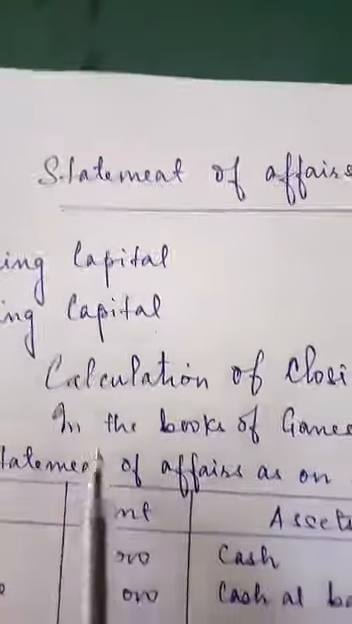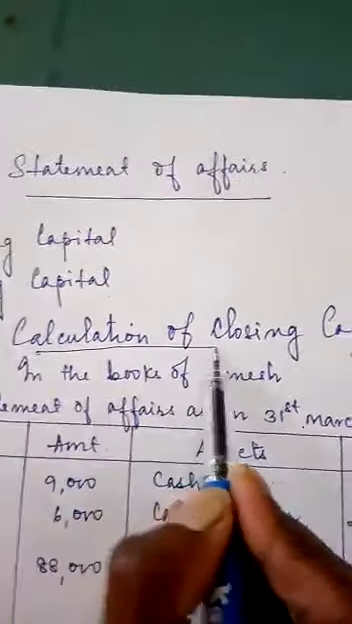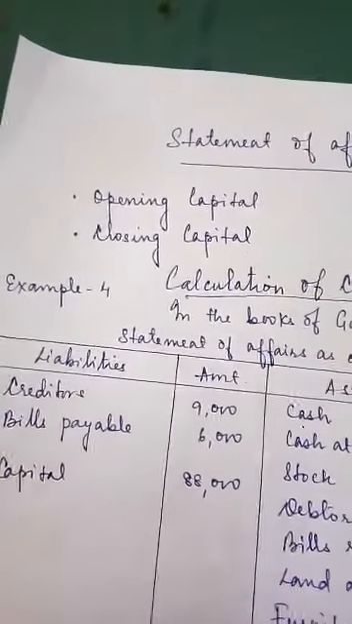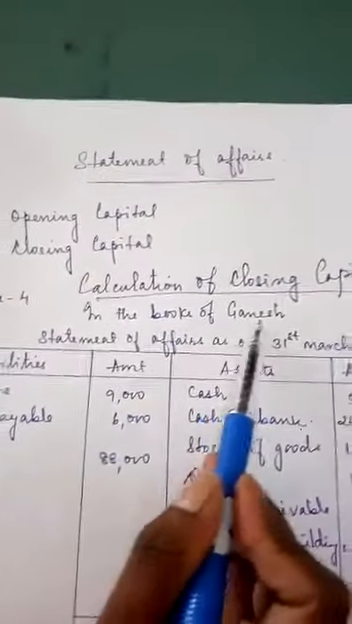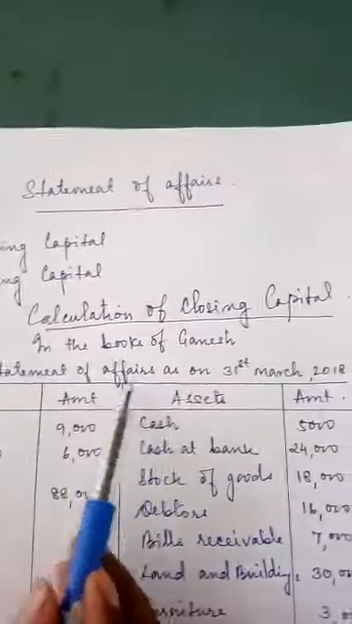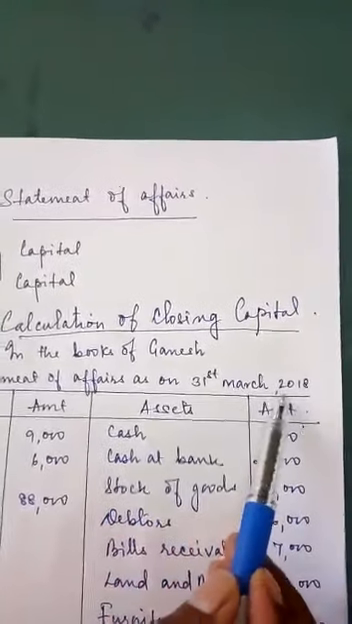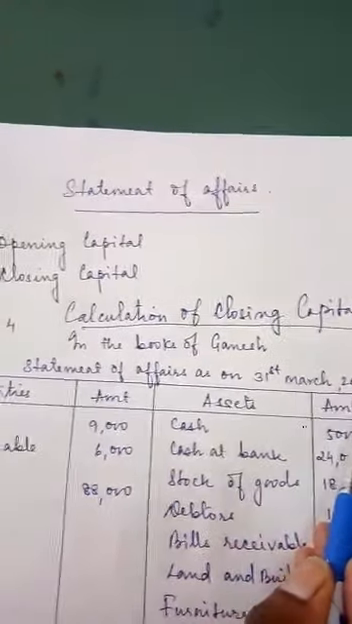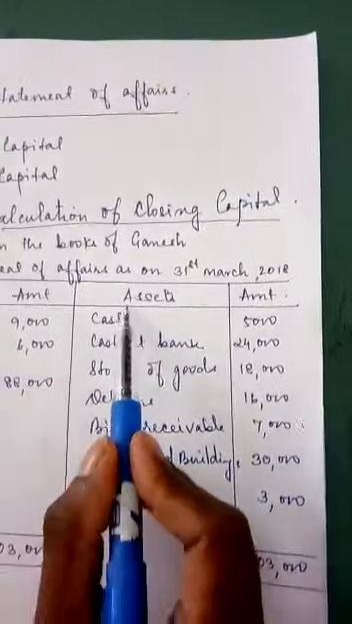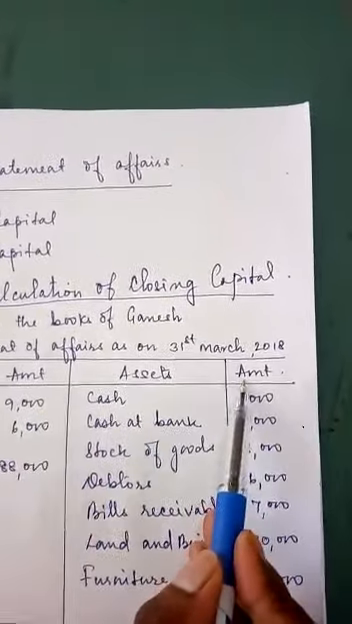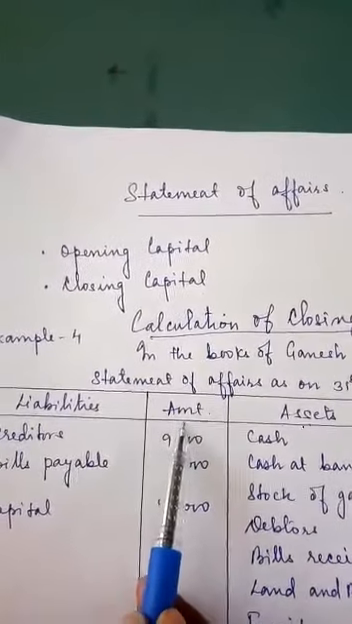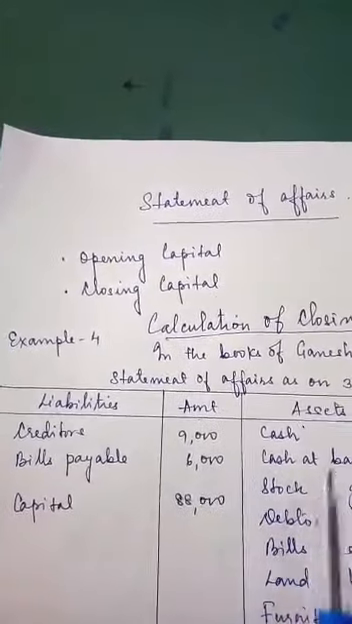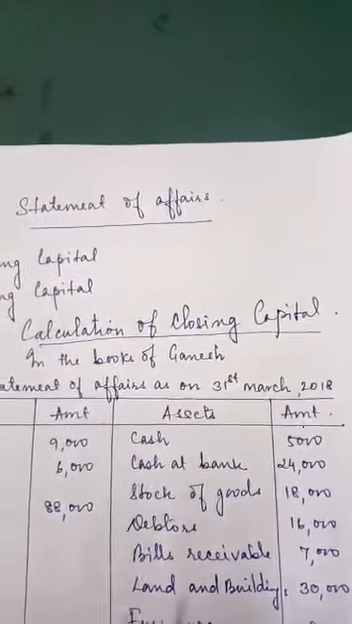Now this is the solution. On top we have written calculation of closing capital. And in the account sheet, there are 2 sides, 2 pages. In the books of Ganesh, then we write statement of affairs as on 31st of March 2018. On the right side of the page, you write assets and amount, and on your left side you have liabilities and the amount. Now from the question, all the assets will come in your asset side.